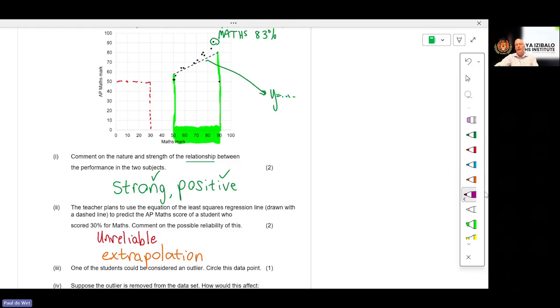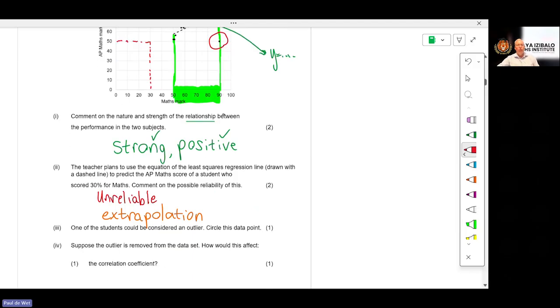Then it says one of the students could be considered an outlier. Which student is an outlier? An outlier means someone that doesn't really fit in with the rest of the data set. Which point is an outlier? The 90, 50. So this person is an outlier. They do very well on maths, but they don't do that well on AP maths. It says circle this data point, and we've circled it.